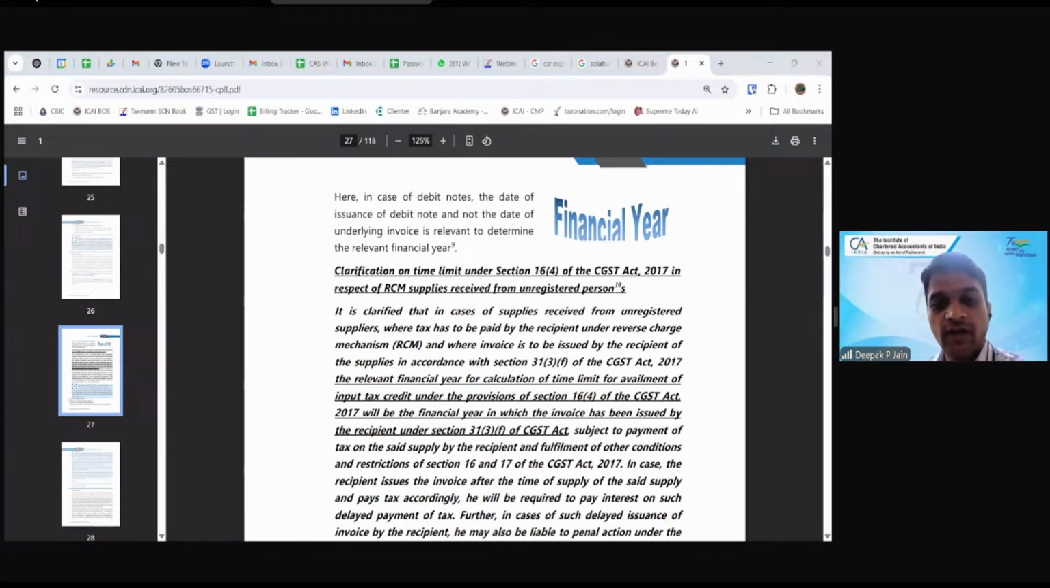So according to you, when there is an RCM supply from an unregistered person, there is no time limit. Invoice is to be issued by the recipient in accordance with section 31(3). There is no such time limit. So within 30th November 2025, you can claim the credit. That is what this clarification is saying. Very important clarification.